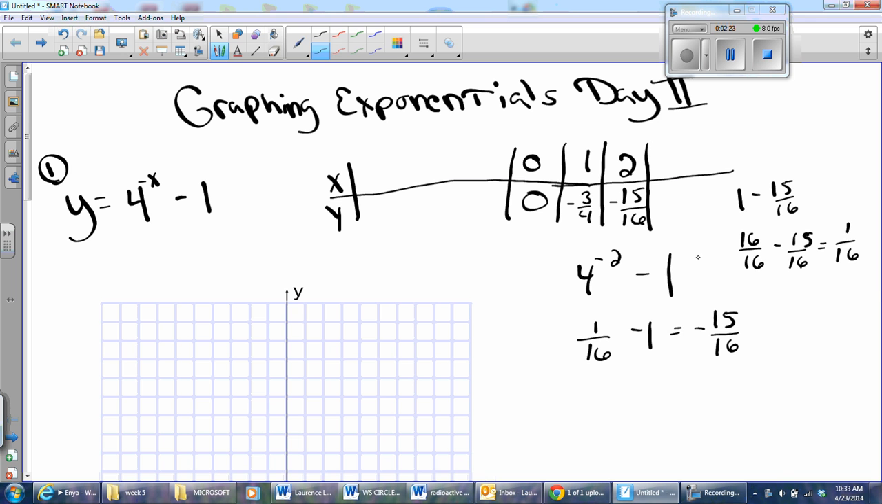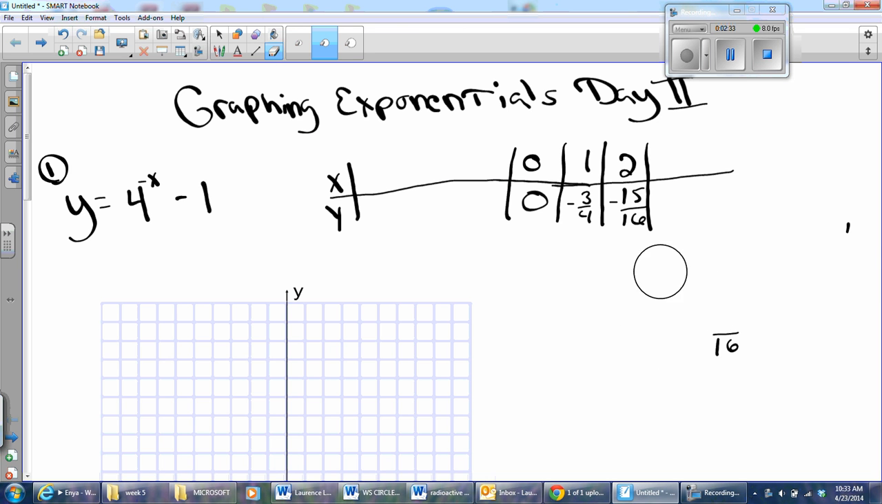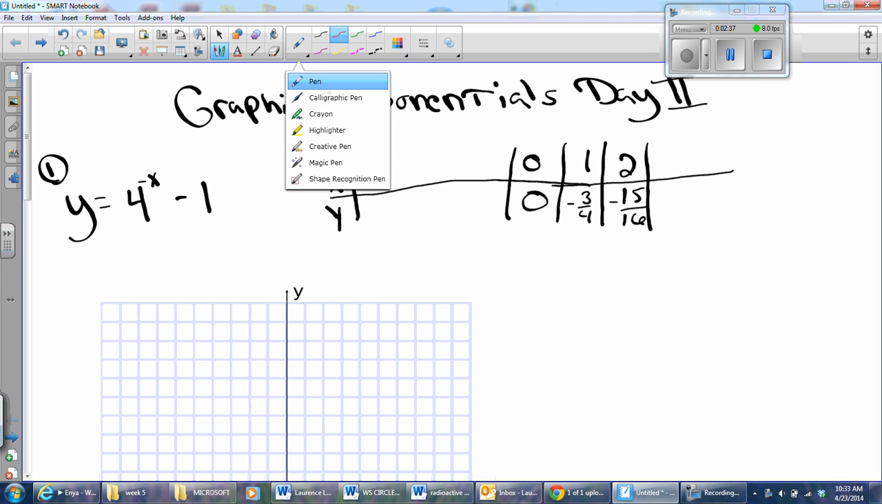Okay, so this was just a little check. All right, I don't know if you can tell yet where the asymptote is going to be. If you can, that's wonderful. If not, I'm going to go one more for those of you that can't see the asymptote yet.